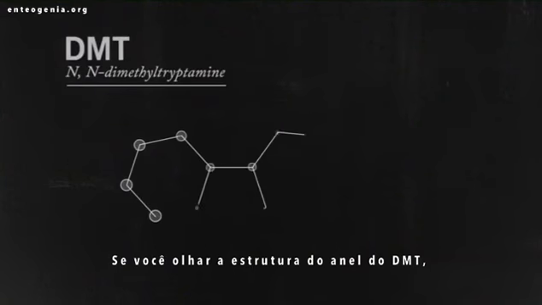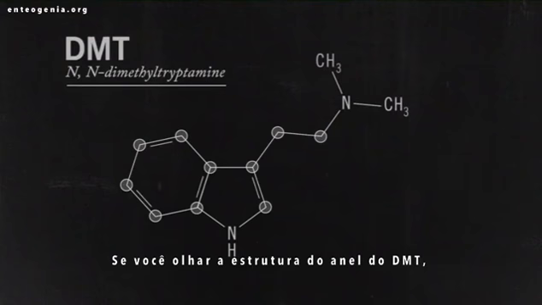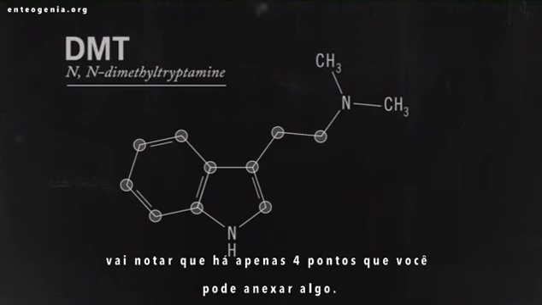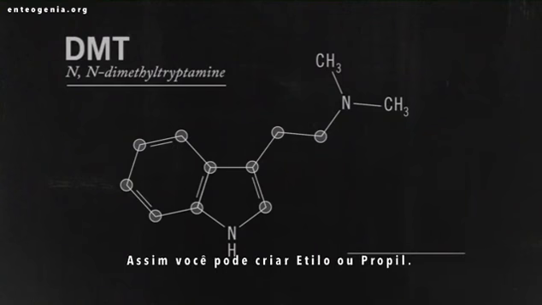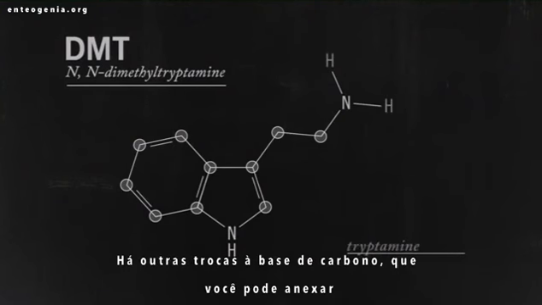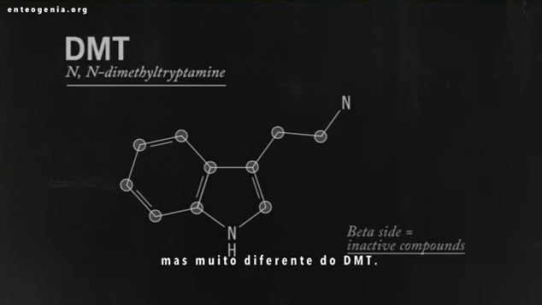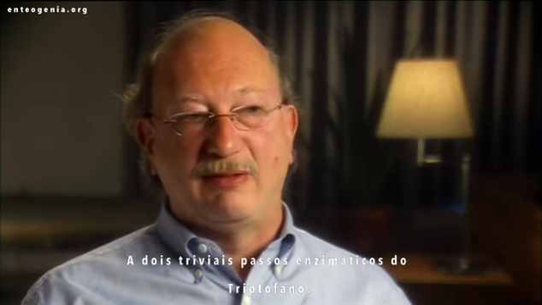N,N-dimethyltryptamine. If you actually look at the ring structure of DMT itself, you only have really 4 positions that you can attach things to. So you can make diethyl or dipropyl. There are some other types of carbon chains you can attach to that end that do give you compounds that have activity, but very different from DMT. Biosynthetically, it's 2 steps from tryptophan, right? 2 trivial enzymatic steps from tryptophan.